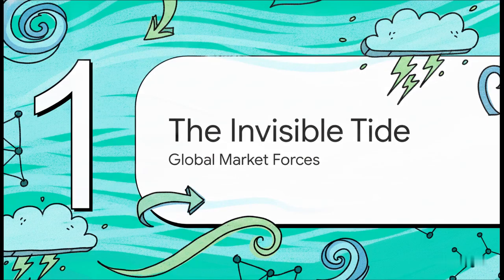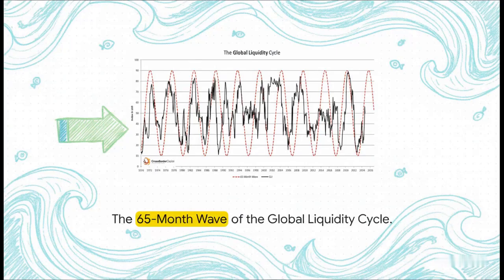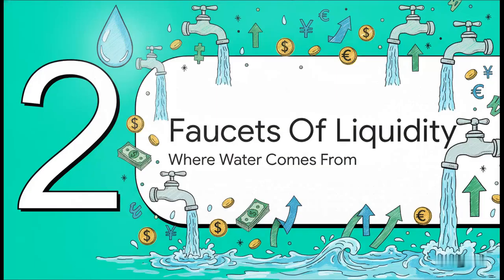Okay, part 1, the invisible market tide. Let's get a handle on this hidden flow first. Because liquidity absolutely isn't static, it's not some random walk. As we can see here, liquidity actually ebbs and flows in these massive cyclical waves. Researchers at Cross Border Capital have identified this roughly 65-month wave, so about 5.5 years, that systematically lifts and lowers global markets. The black line is the Global Liquidity Index, and that red dashed line, that's the underlying cycle. Realizing that you are swimming in an ocean with these predictable long-term tidal shifts, that's step 1 to becoming a much more resilient investor.